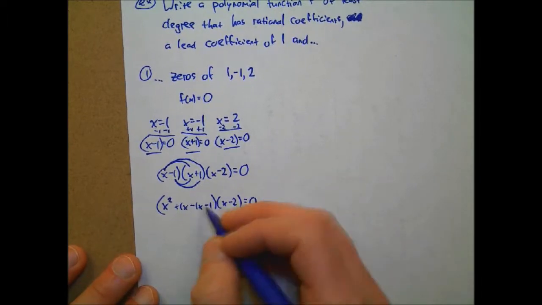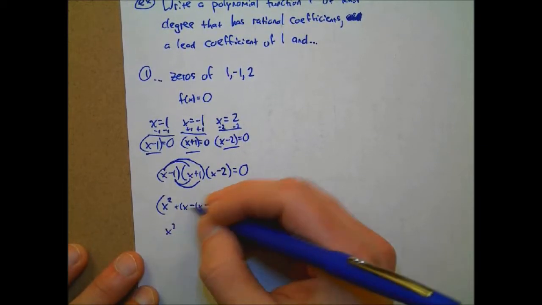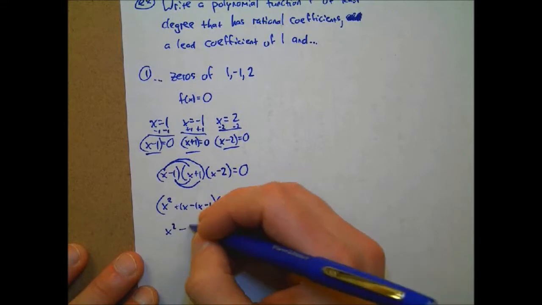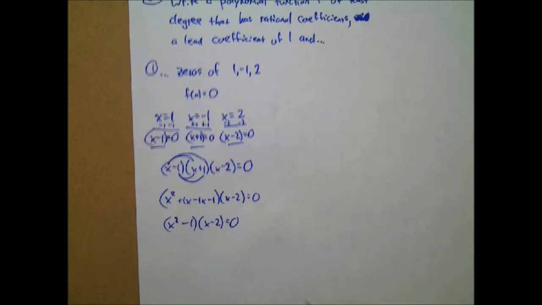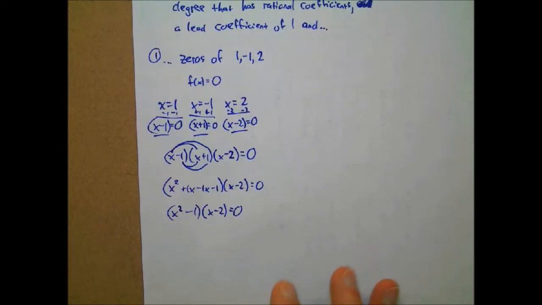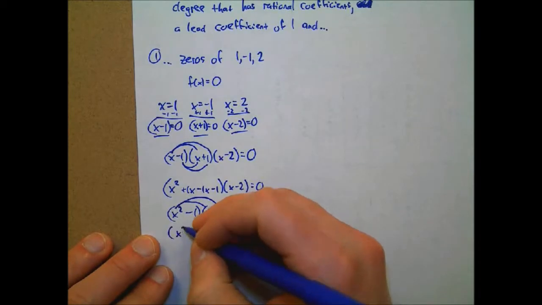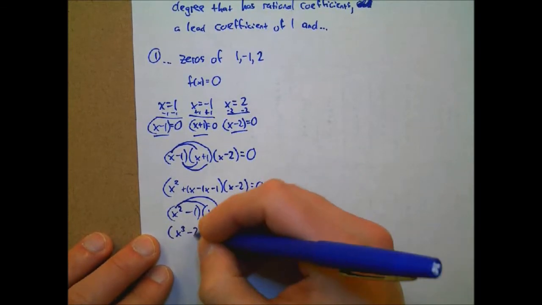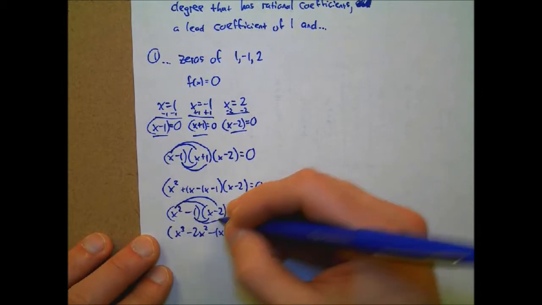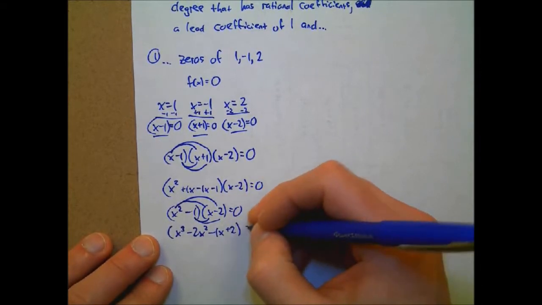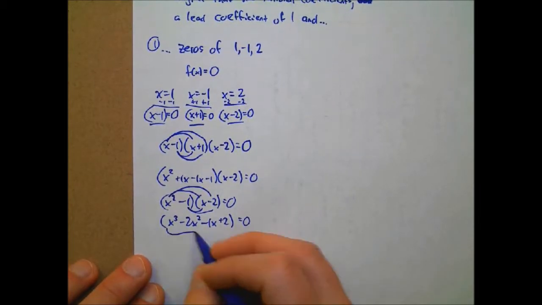Now let me simplify in here. The plus 1x and the minus 1x goes away. So we're left with just x squared minus 1, and we've got x minus 2. Then we'll multiply this back together here too. So x squared times x gives us x to the 3rd, x squared times minus 2 gives minus 2x squared. And then minus 1 times x is minus 1x. And then minus 1 times minus 2 is plus 2. And so here is our function.